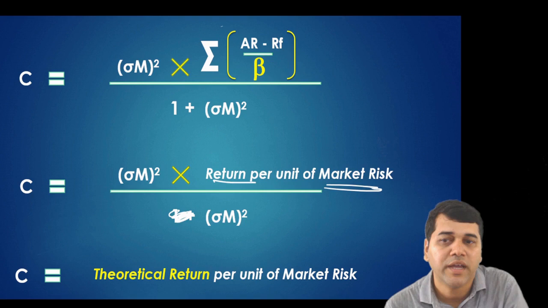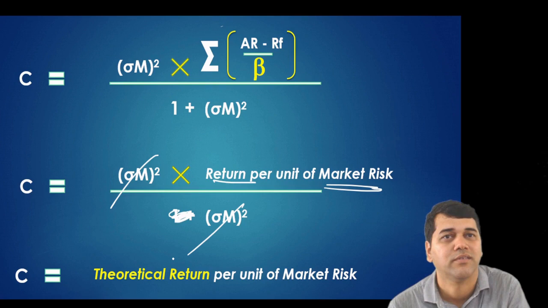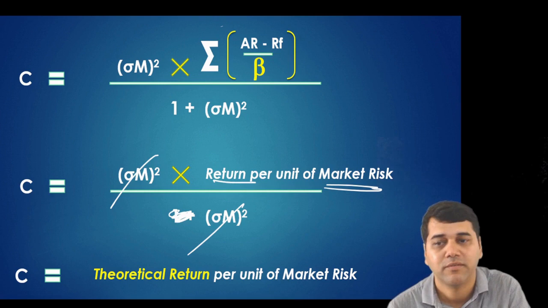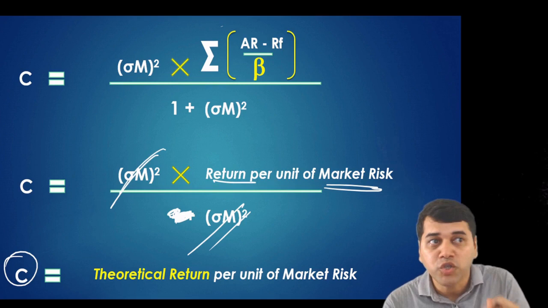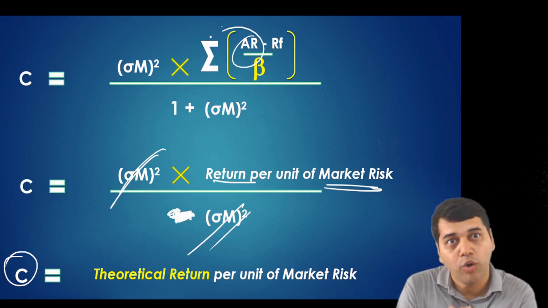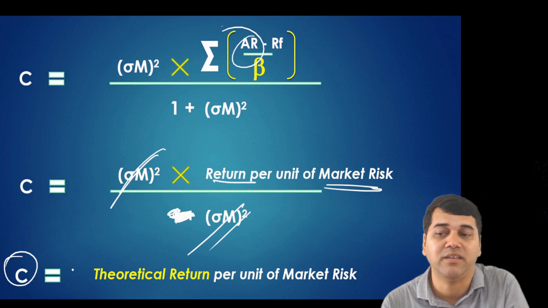So what is this output going to give you? Cancel this also. What is it? Return per unit of market risk. 1 plus market variance, you ignore for the time being, mathematically. I'll say cancel both. So, C is nothing but theoretical return per unit of market risk. Actually, you scored so many runs per over; what you should have scored, that is my C. So this equation is going to give you one cutoff point.